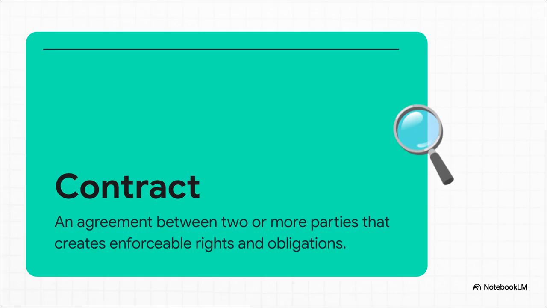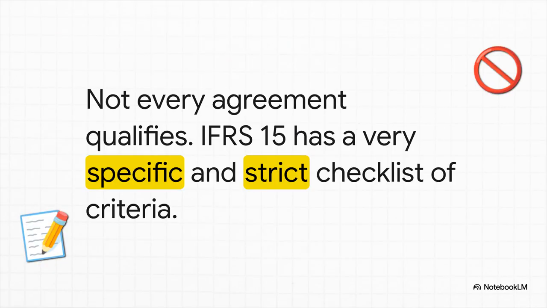Sounds straightforward enough, right? But here's the catch. For accounting purposes, that formal definition is just the starting line. An agreement has to pass a really strict set of tests to be considered legit. You know, a quick email exchange or a verbal promise might feel like an agreement to you and me. But IFRS 15 sets the bar much, much higher. It lays out a very specific checklist, and an agreement has to meet all the criteria on it to qualify as a contract for recognizing revenue.